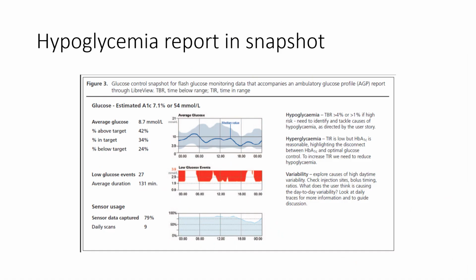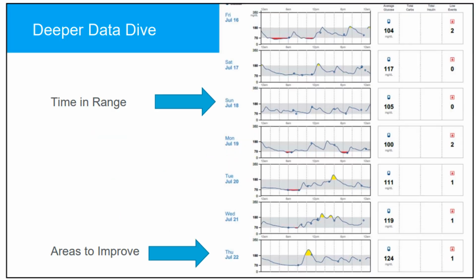So the other thing to look at is the hypoglycemia report. This is under Snapshot and LibreView. And seeing the times of day where there is hypoglycemia is really important to review, and we will be copying these things into the chart as well.